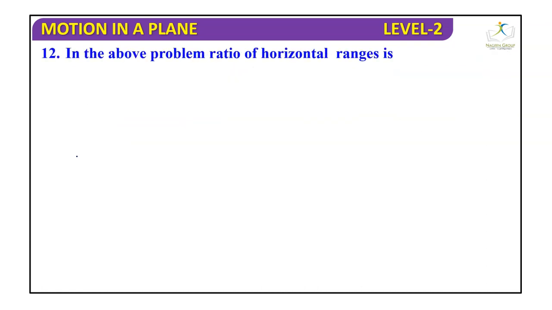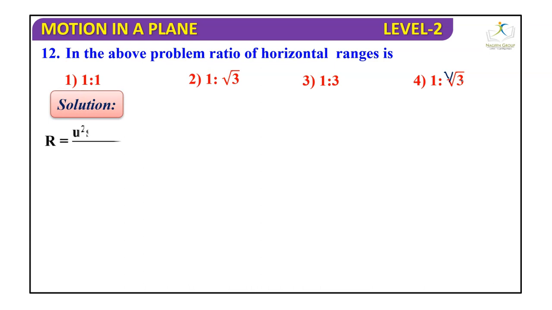In the above problem, the ratio of horizontal range is 1 ratio 1, 1 ratio 3, 1 ratio root 3 is there in the second option. By mistake I said that. Okay, so 1 ratio 3, 1 ratio root 1 by root 3. Now let's move on with the solution part.